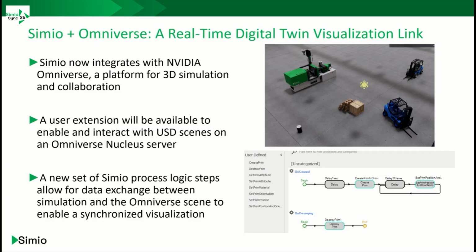Here's how Simio connects. Using new process steps, Simio can send live updates to the Nucleus server, driving animations like object movement, creation, and destruction. It also works bidirectionally. Simio can receive inputs from the Omniverse, allowing visual interactions or external triggers to influence simulation behavior. This opens the door to high-fidelity, real-time digital twin experiences. Imagine using Omniverse to visually monitor your system and seeing it react with your Simio logic, whether that's equipment movements, material flow, or operator activity.